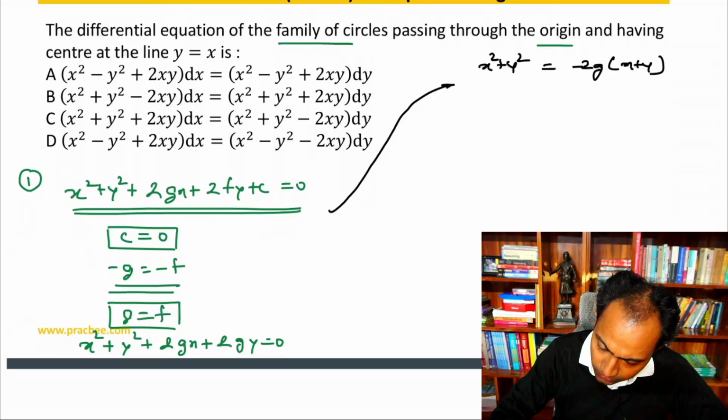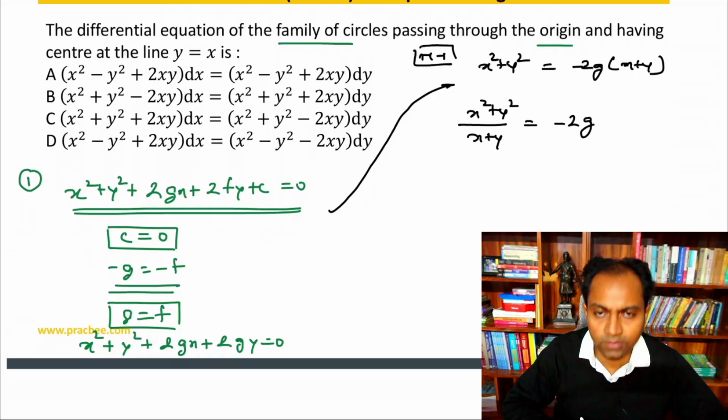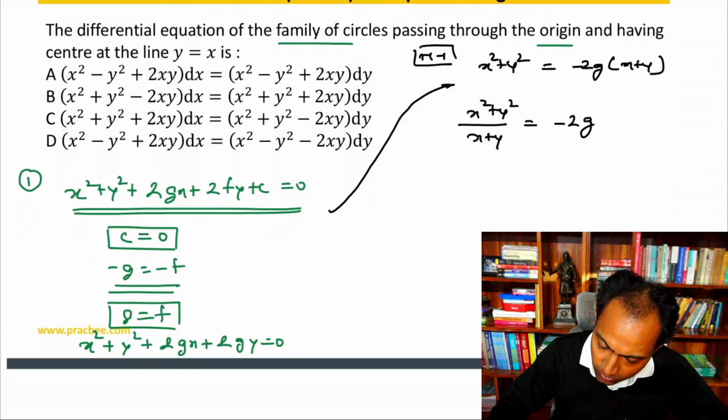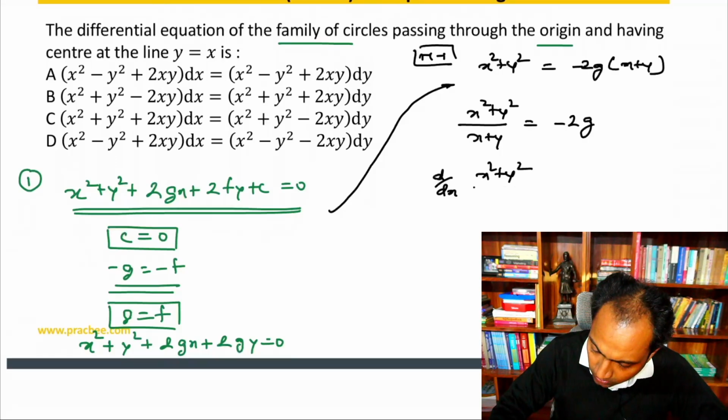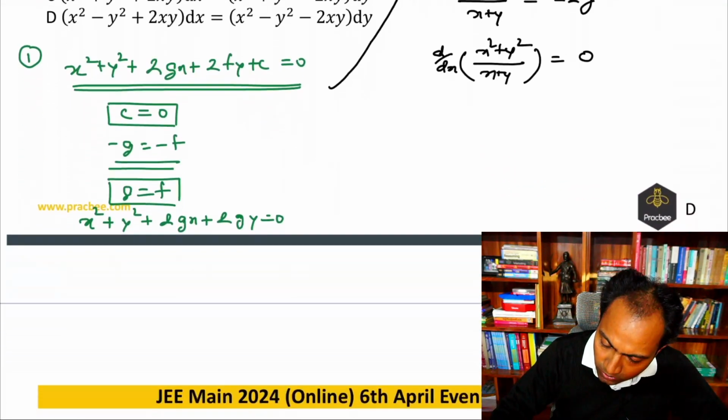So if you want to write the final equation, it will become x square plus y square, and this is method 1, by x plus y. And the constant term I have kept on the other side. We will try and eliminate this and get a differential equation. So now I can differentiate both the sides, derivative with respect to x on both the sides. You can see that if I want to do the derivative on the left hand side, I will have to apply division rule. And if I do it so, let us see what do we get.